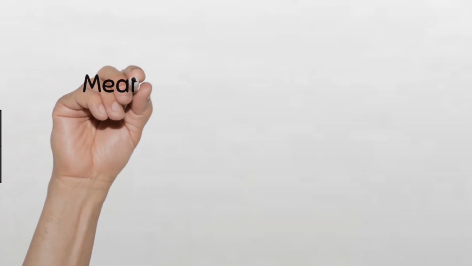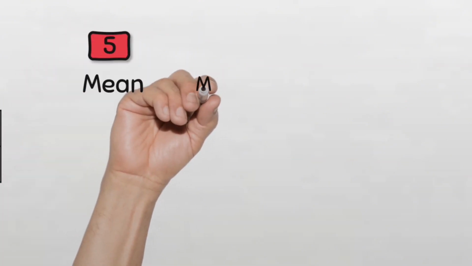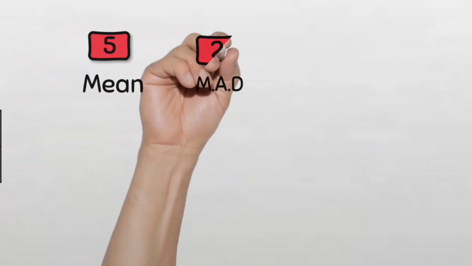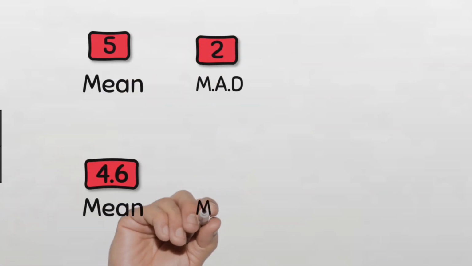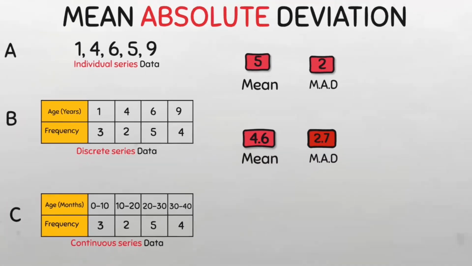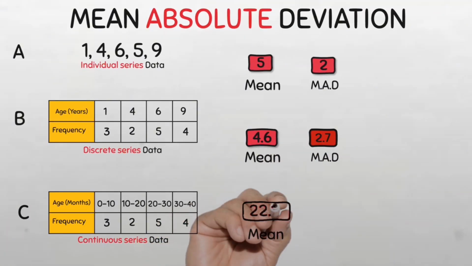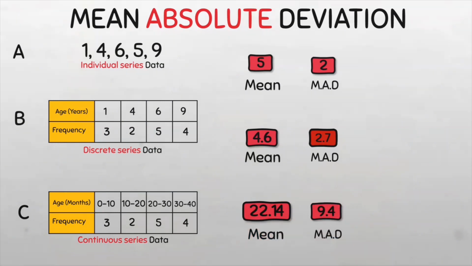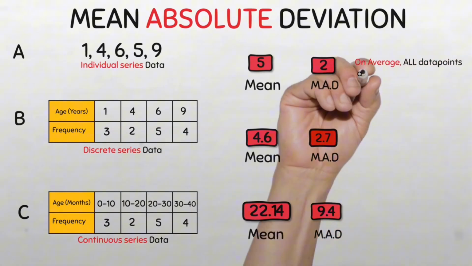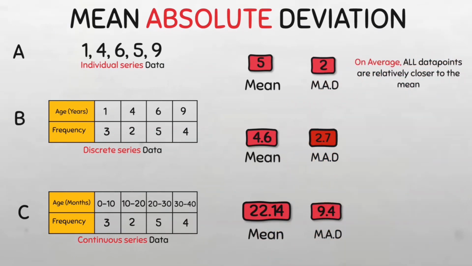Awesome. Now we have a mean of 5 and a mean absolute deviation of 2 for dataset A. And for dataset B, we have a mean of 4.6 and a mean absolute deviation of 2.7, and a mean of 22.14 and a mean absolute deviation of 9.4 for the third dataset C. Now, how do we interpret these findings all together? Well, for the first dataset, the mean deviation is 2 units away from the mean, indicating that, on average, all the data points in this dataset are relatively closer to the mean.